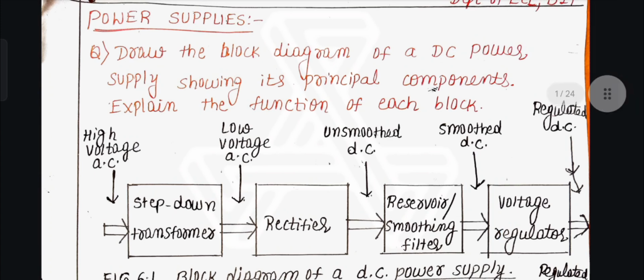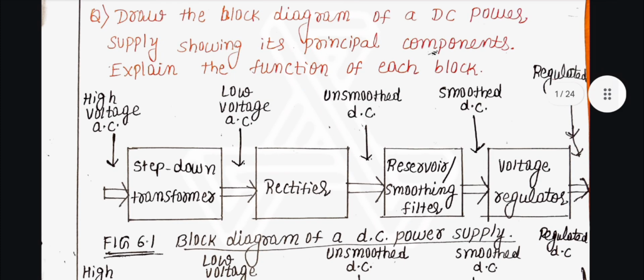Power supplies. Draw the block diagram of a DC power supply showing its principal components. Explain the function of each block. Block diagram of DC power supply: step down transformer, rectifier, reservoir or smoothing filter, voltage regulator. High voltage AC, step down transformer, low voltage AC, rectifier, and smooth.